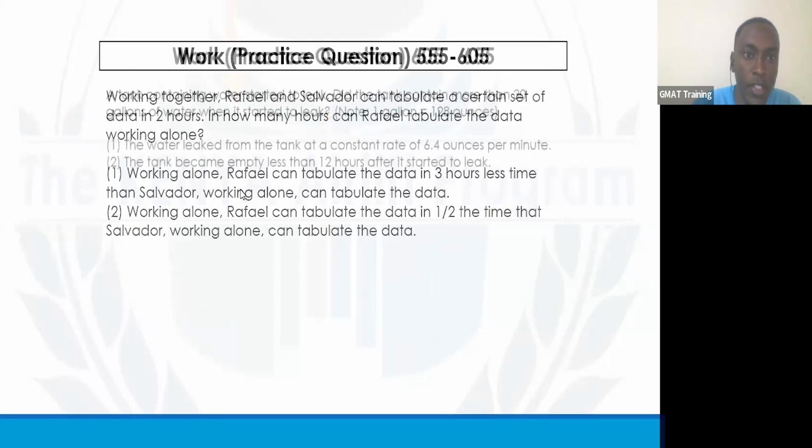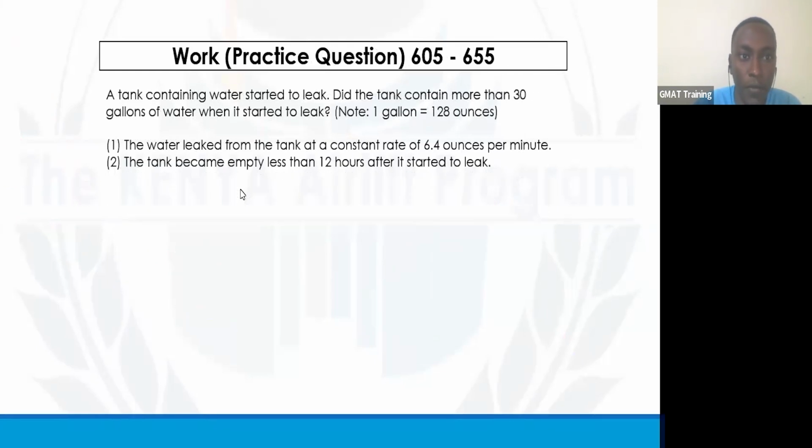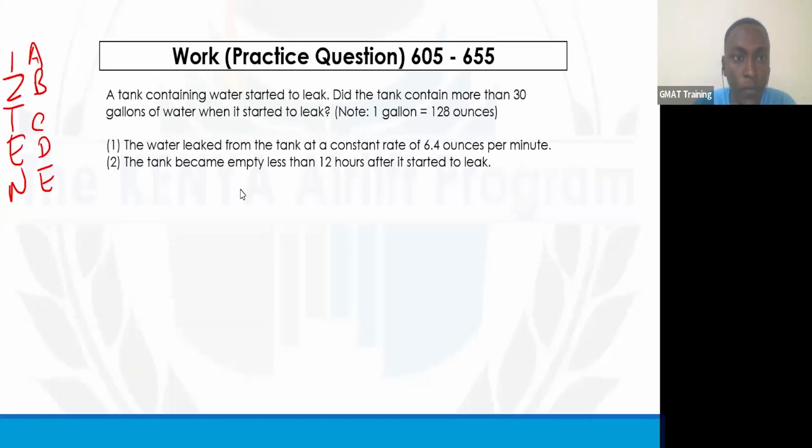Okay, so let's elevate a little bit and have a discussion. Pause the video, give it a try, and see how it performs. A tank containing water started to leak. Did the tank contain more than 30 gallons of water when it started to leak? And we have a note: 1 gallon equals 128 ounces.